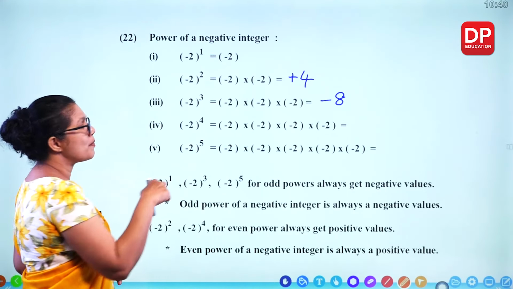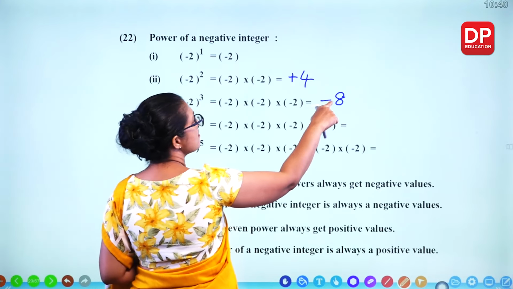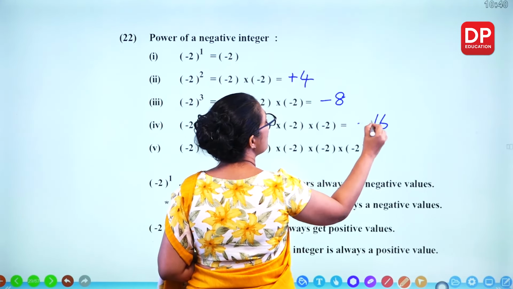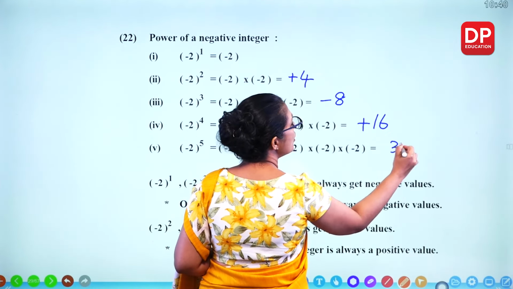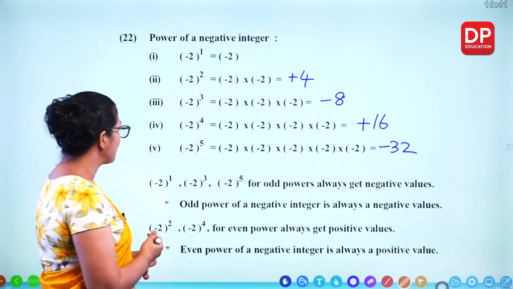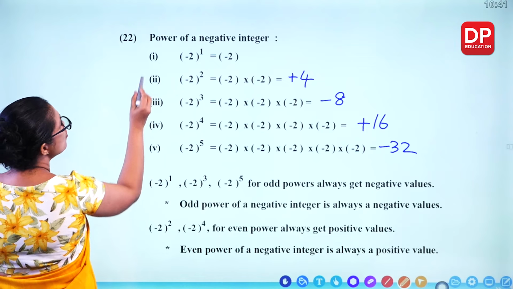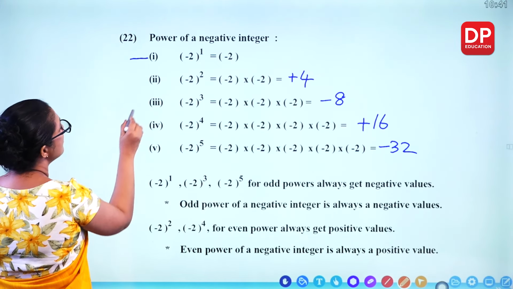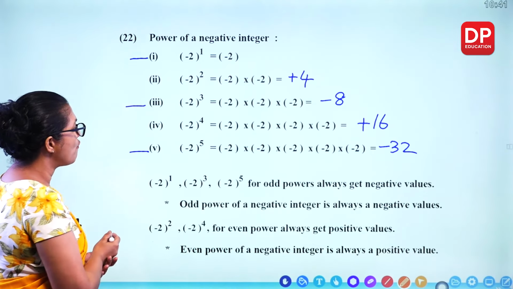When it comes to power 4, negative 2 to the power 4, you are multiplying this answer by another minus 2. You are getting 16 with positive. This one, 16 times another 2, you get 32, but this is minus. So what can you observe? Minus 2 to the power 1, minus 2 to the power 3, minus 2 to the power 5.